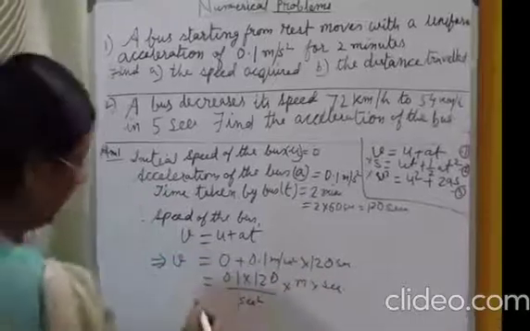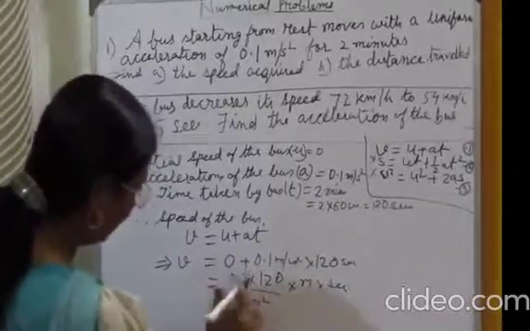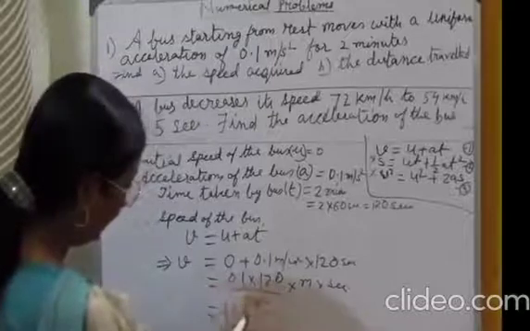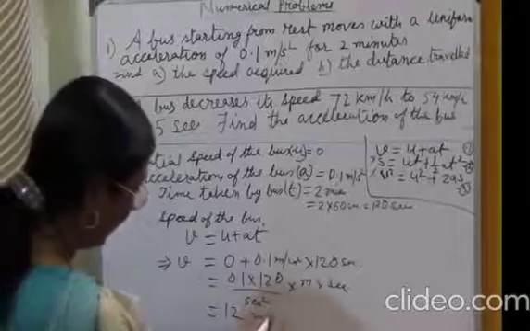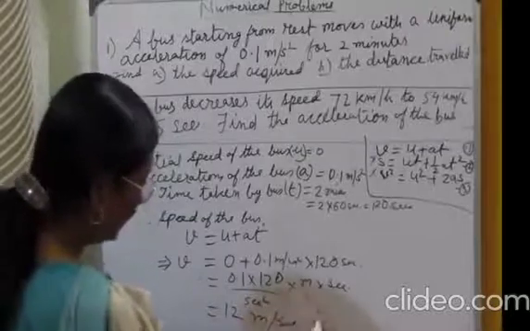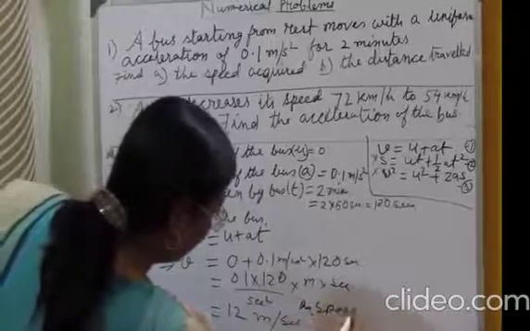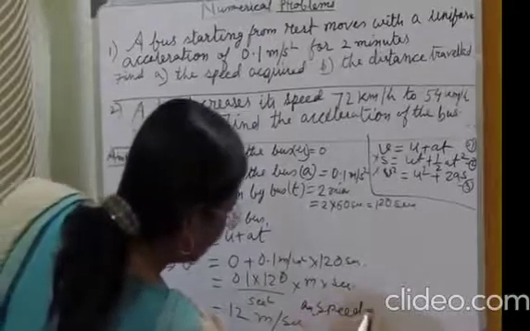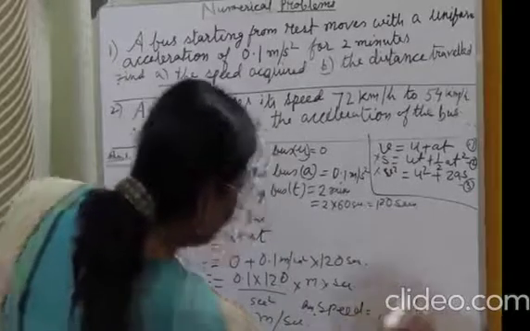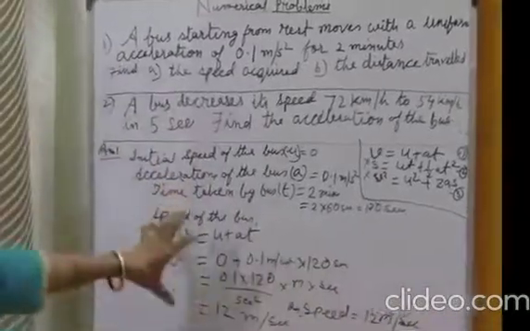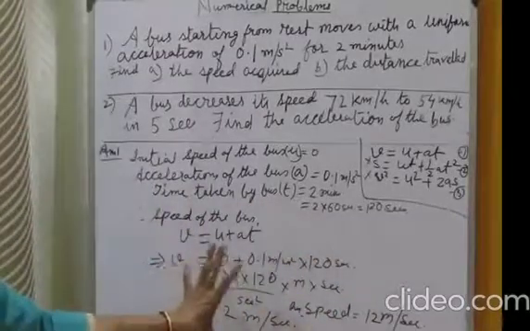Now multiply: 12, then 12. This 0 will be gone. One second is gone, then meter per second. So the answer: speed equals 12 meter per second. Clear? In this way you have to solve these numerical problems.